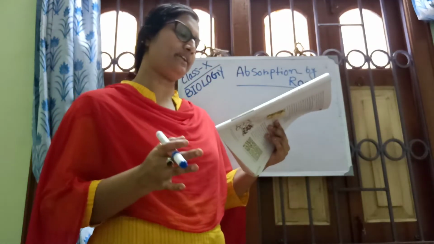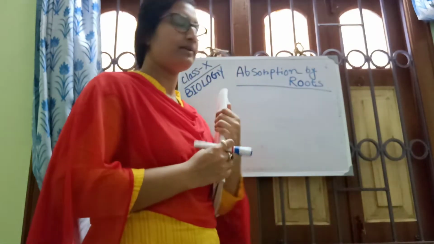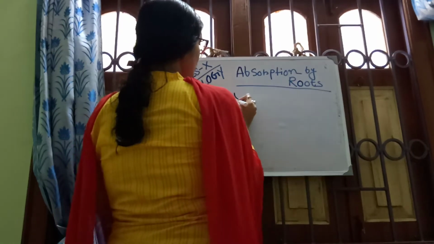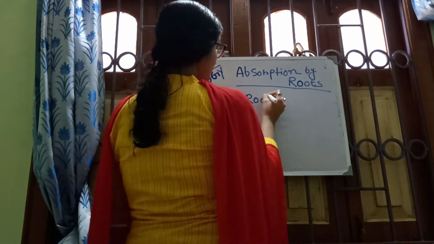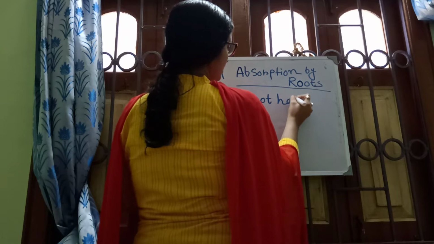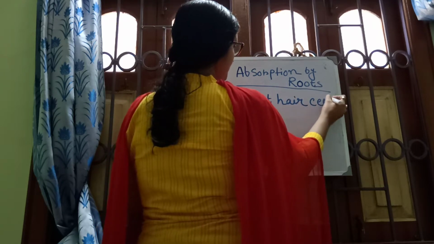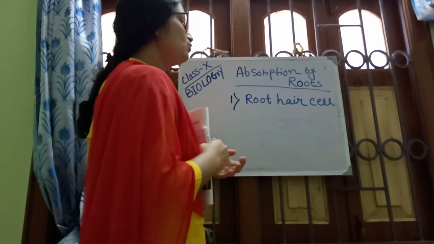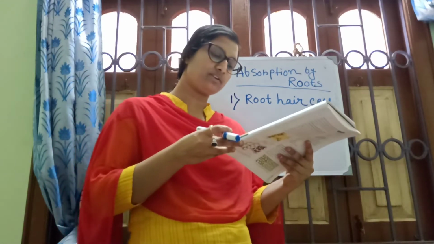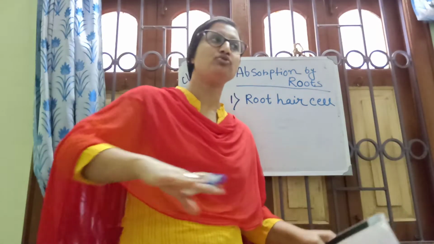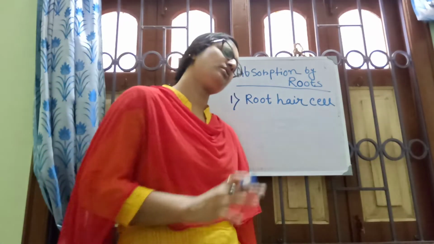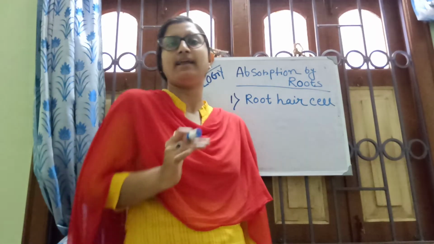Then one question: how are roots adapted for absorption of water? First, the root hair cell. Actually, the root hair cells together provide surface area. They increase the surface area. That's why they can easily absorb the water and minerals.